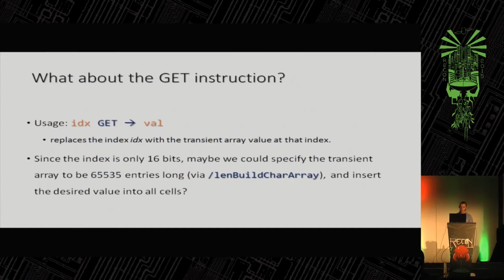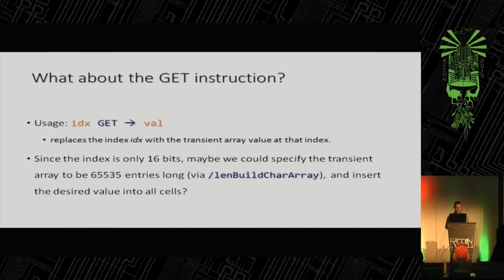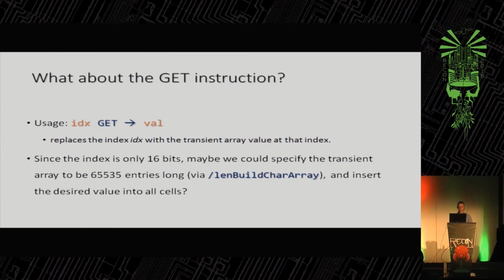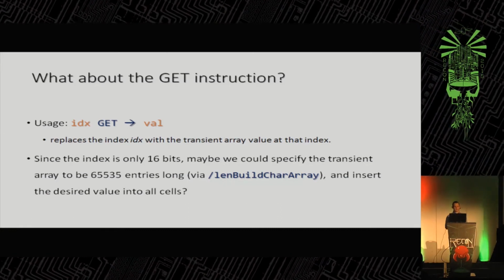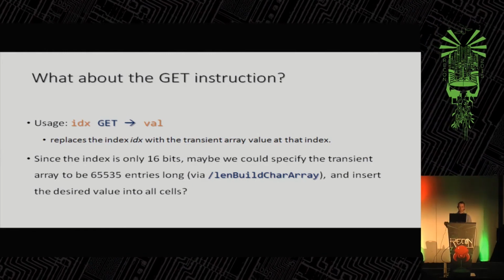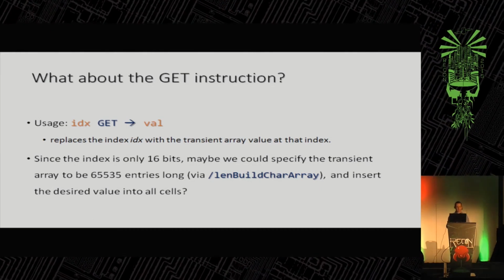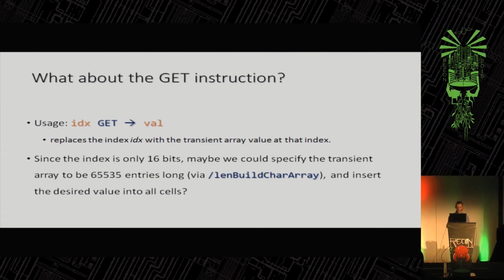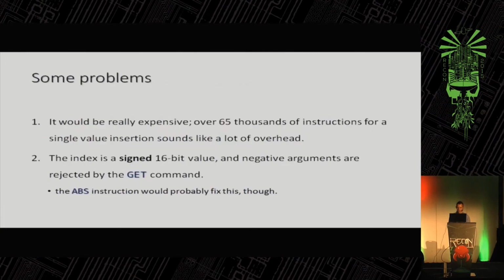But it's not really hopeless. There is this one other instruction that caught my attention, which is get, and it replaces the index with the value from the corresponding index from the transient array. So the first idea was that since the index is only 16 bits, maybe we could put the value that we want to put into the stack at a specific place into all of those transient array entries, and of course make it sufficiently long so that it is full of those values, and then we are sure that the index will work in the array and we will get the right value.